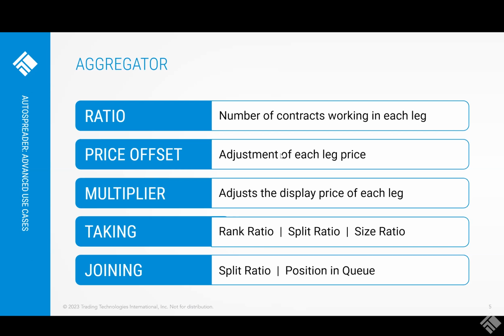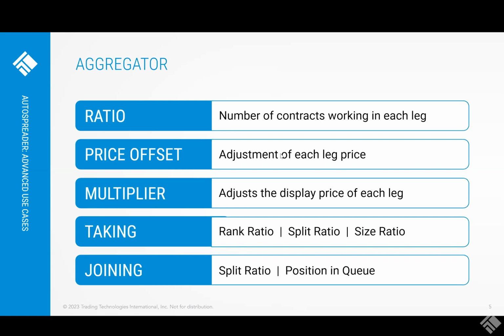Split ratio, as a default, will look to allocate the required size evenly across each leg. And size ratio works in almost the identical manner to split ratio. However, the ratio is determined by quantity available on each leg. And we'll look at this once we get in there. And then joining. Joining also has a couple of rules, how the aggregator will distribute the order quantity across the component legs when working orders in the market.